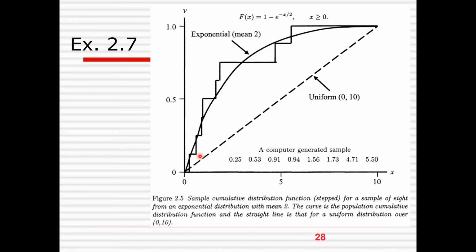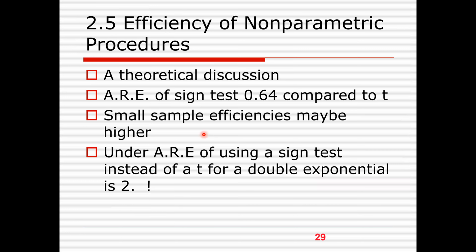So for an exponential distribution with mean 2, here is its CDF, this curve. And if we generate only 8 observations in a sample following this distribution, then these steps are its SDF, sample distribution function. Even with only 8 observations in the sample, this SDF can also be used as an estimator of the CDF, although some steps are big, right? And some steps are small. So those are different visualization tools.